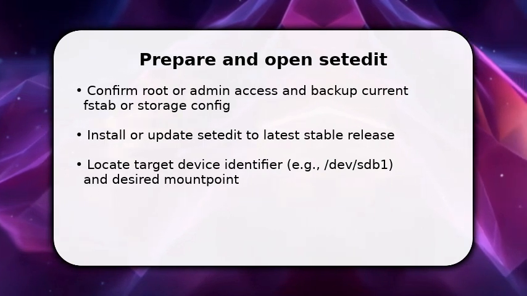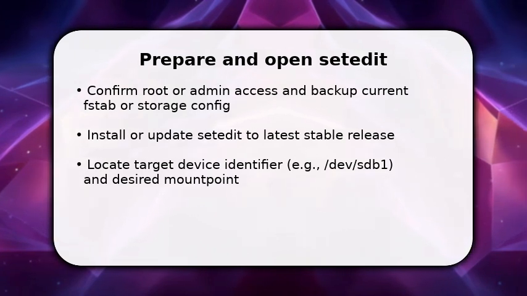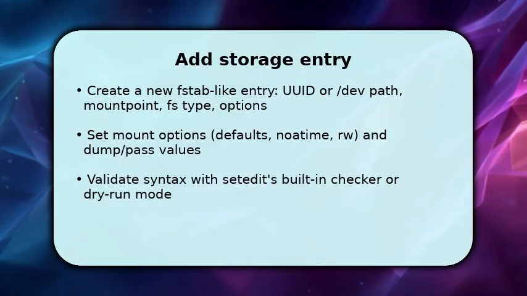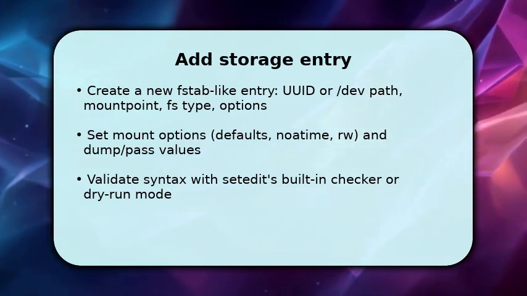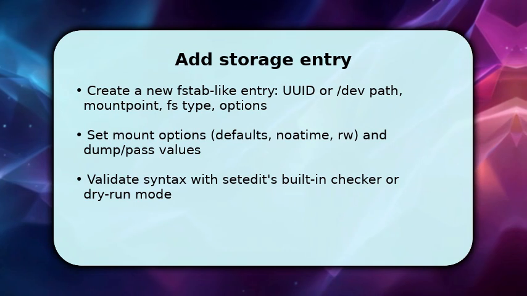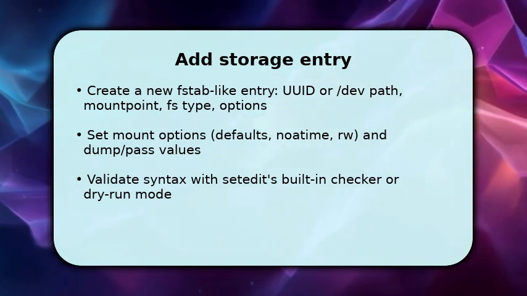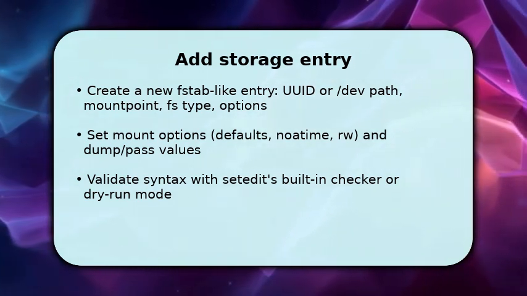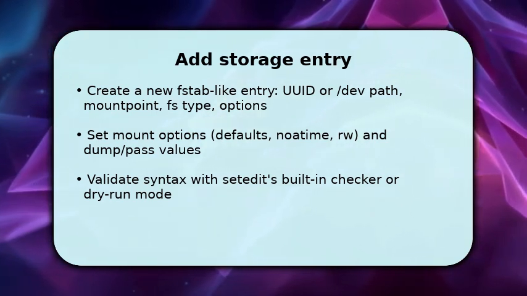Make sure the device is not mounted to avoid conflicts before proceeding to modify entries. You now add the new storage line inside Setedit using the identified UUID or device path and the mount point you created. Specify file system type and choose mount options. Use defaults for simplicity or noatime for performance. Then set dump and pass numbers so file system checks run correctly.